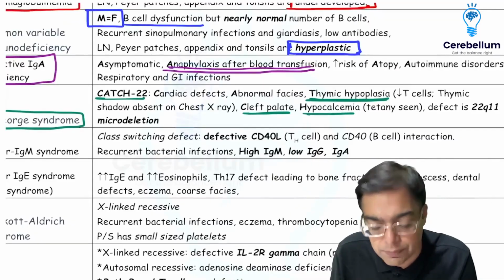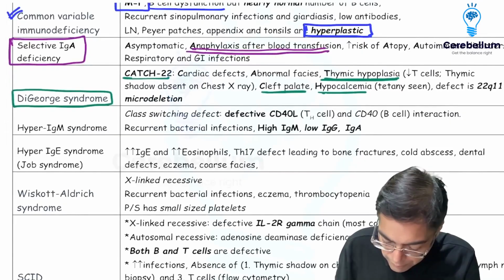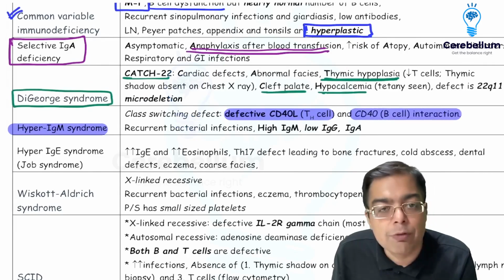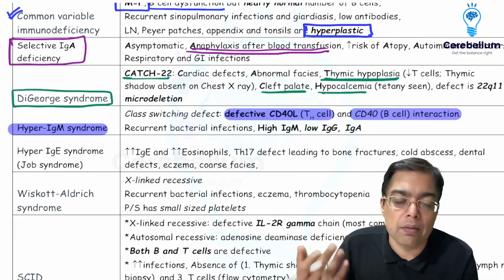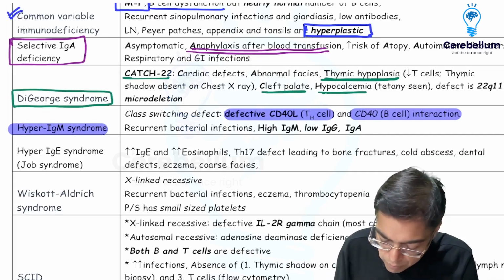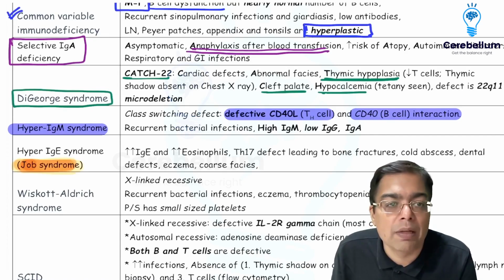That's a microdeletion. When we are talking about hyper-IgM syndrome, it is associated with a problem in the interaction between, as we discussed, CD40 and CD40L. So only a high concentration of IgM antibodies is produced, IgG and IgA are going to be much low. When we talk about Job syndrome, it is going to be associated with hyper-IgE syndrome.